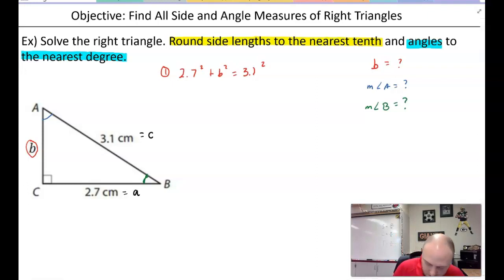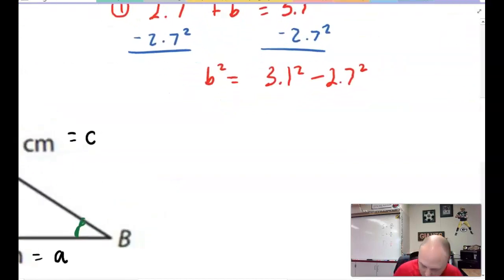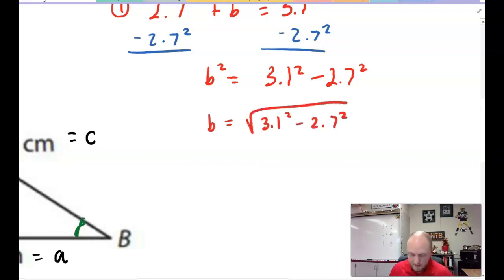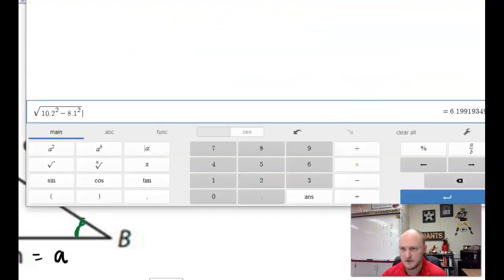Okay, so subtracting 2.7 squared over to the other side, we get B squared is equal to 3.1 squared minus 2.7 squared, and thus B is equal to the square root of 3.1 squared minus 2.7 squared. So I'm just taking the square root of both sides. Okay, and of course we're going to use our calculator for this.